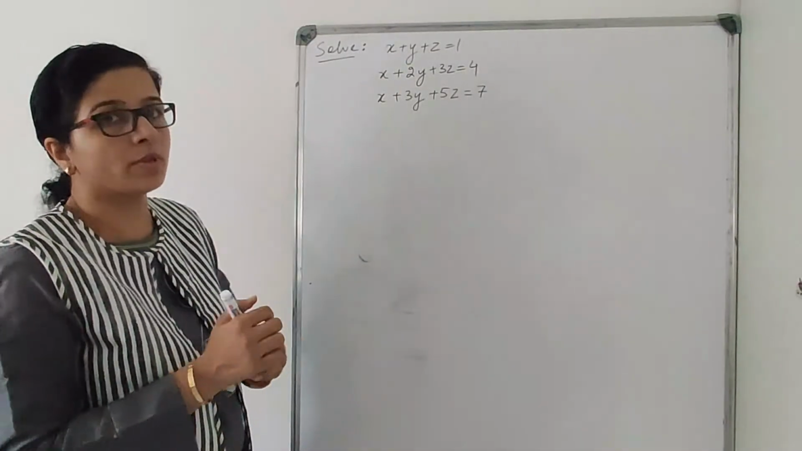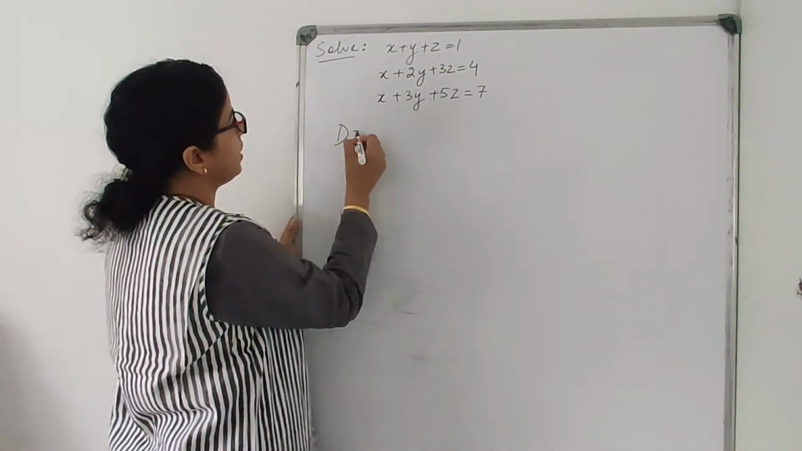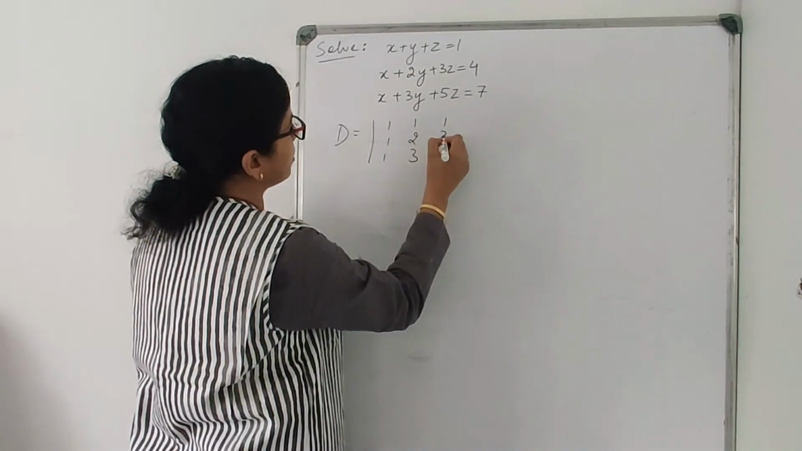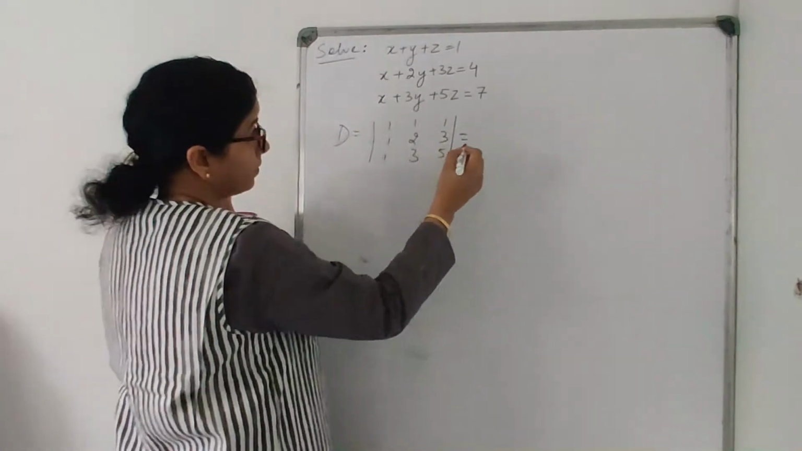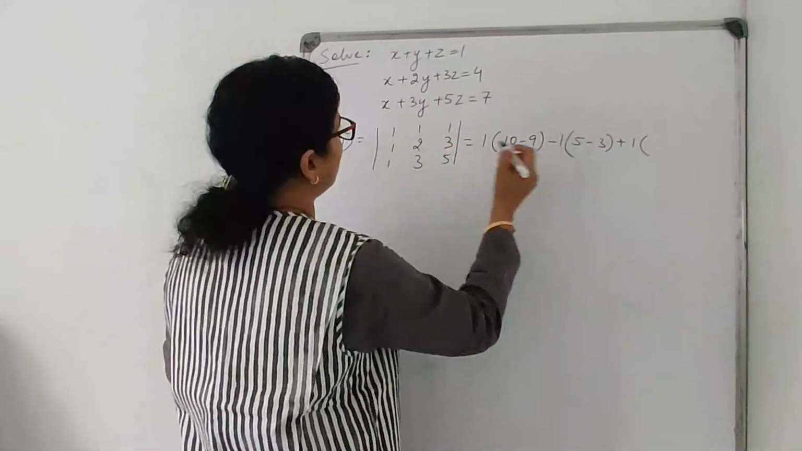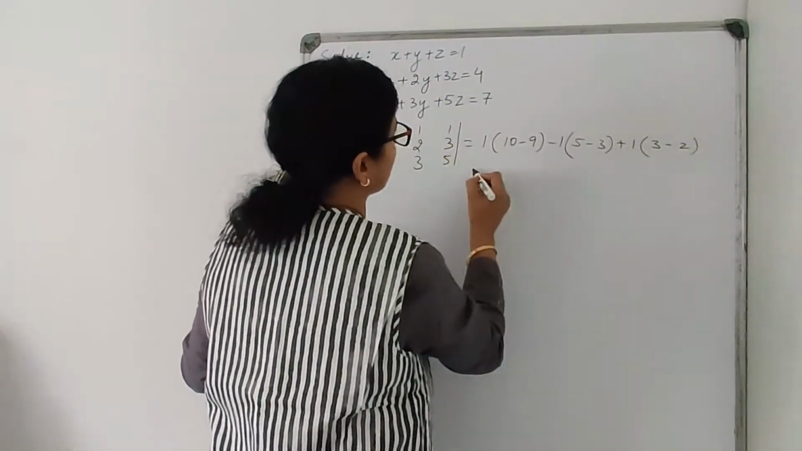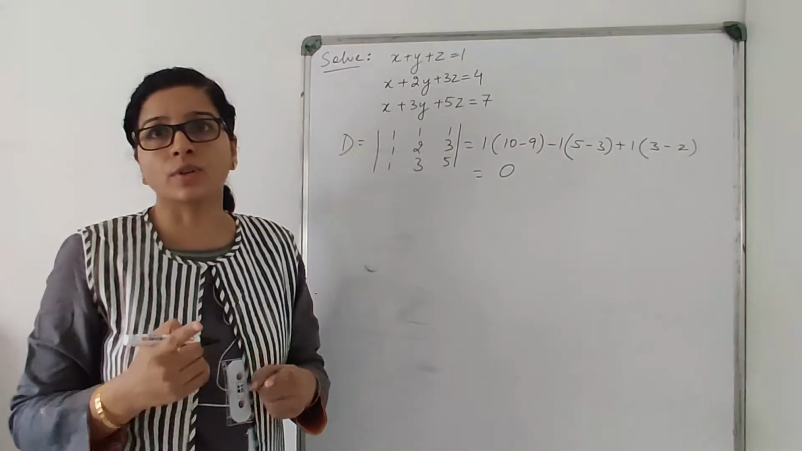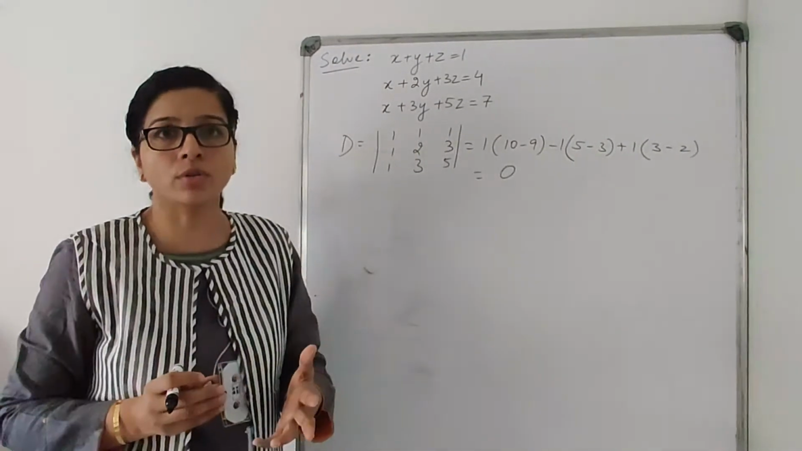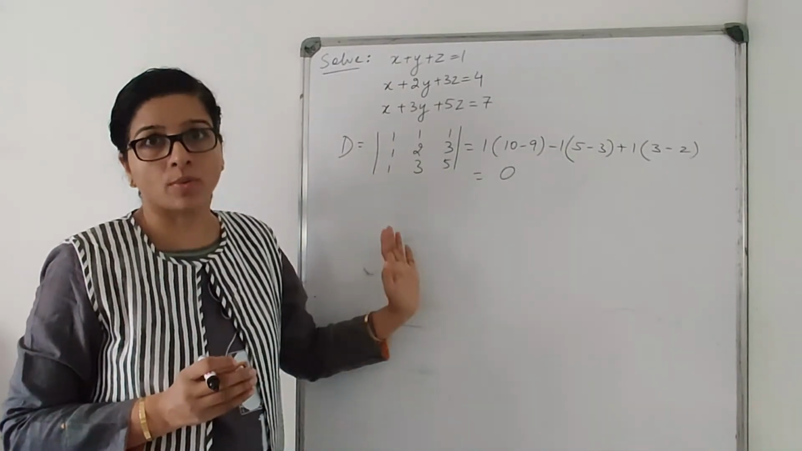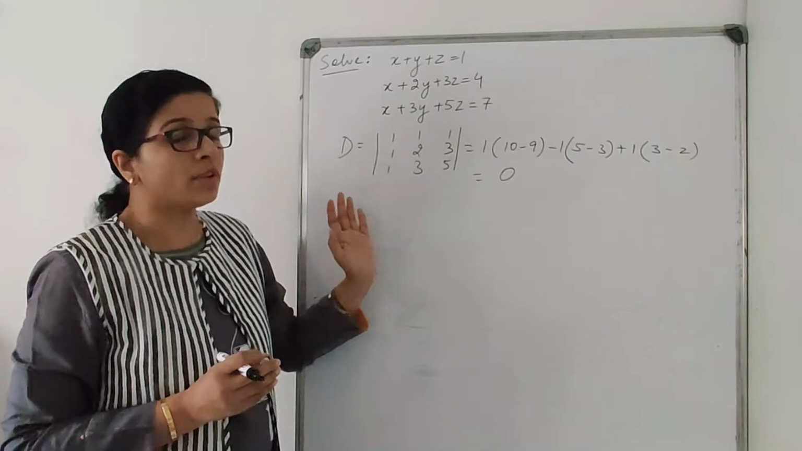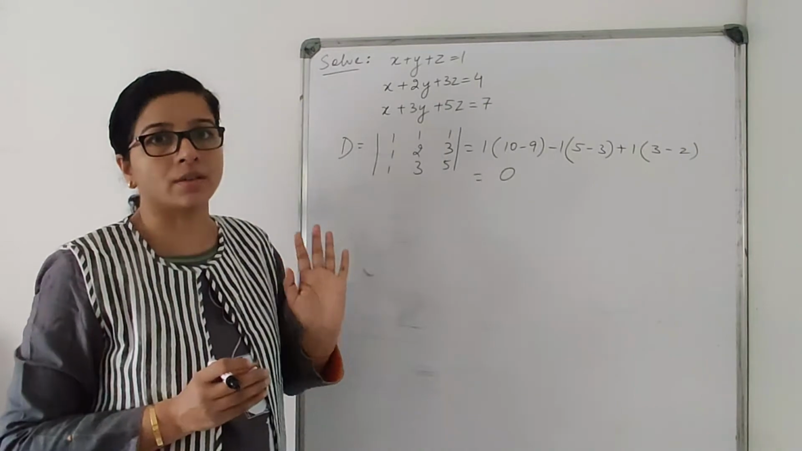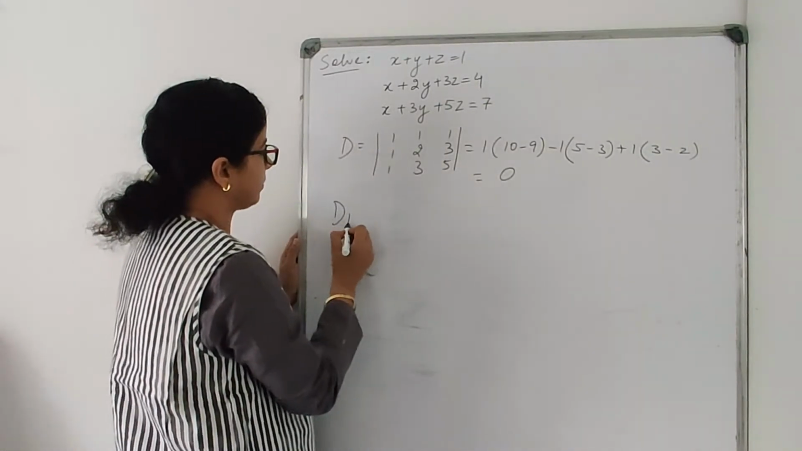Now we'll solve this system of equations. Okay. So D: 1, 1, 1, 1, 2, 3, 1, 3, 5. Solving. So now 1, 3 minus 2. So after solving we are getting 0. Okay. Now we have to check the values of d1, d2, d3. If they are also 0, it means it may be consistent or may not be consistent, right? Or if one of the values of d1, d2 or d3 comes not equal to 0, then it will become inconsistent.